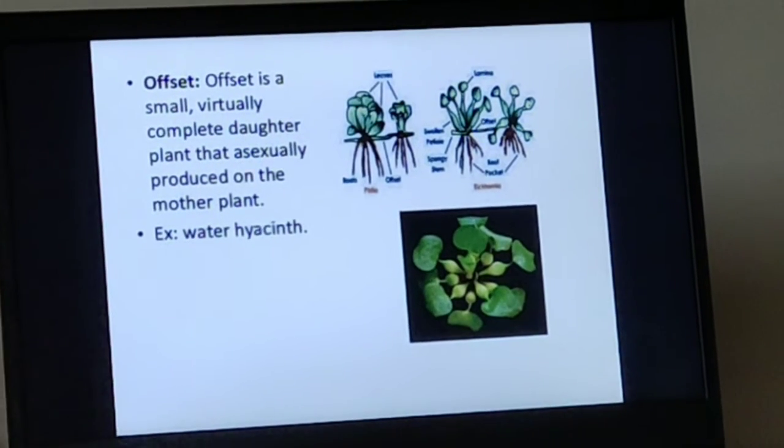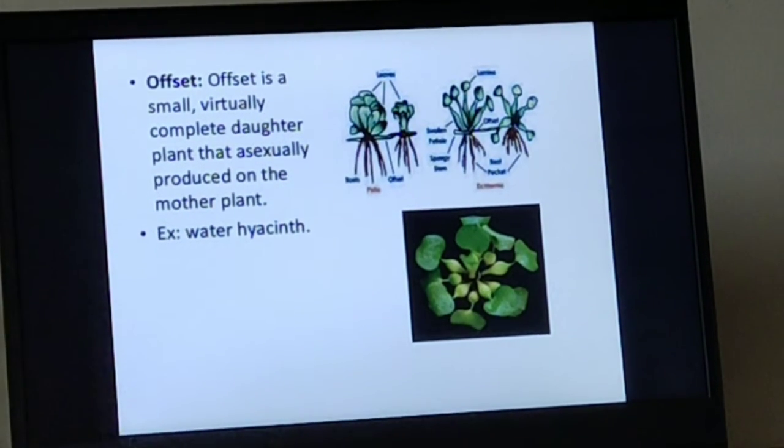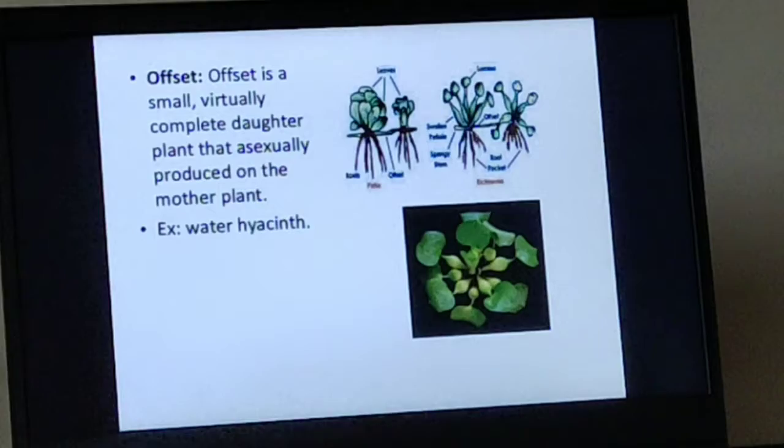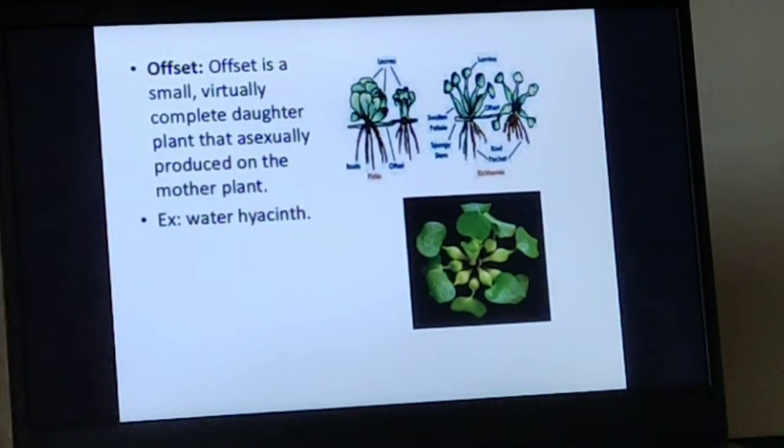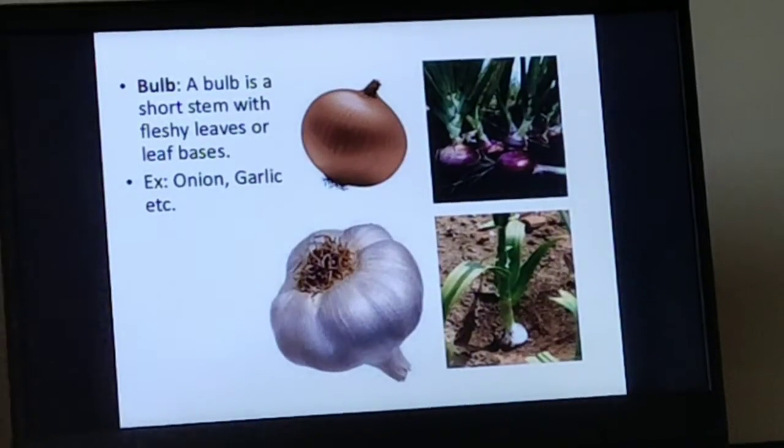And when this stem comes in contact with soil under favorable conditions, it will give rise to a new plant, which is seen in pistia and eichhornia. Okay, so you have to remember that in the water hyacinth plant the offset is a vegetative part.